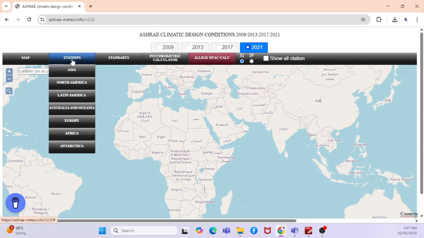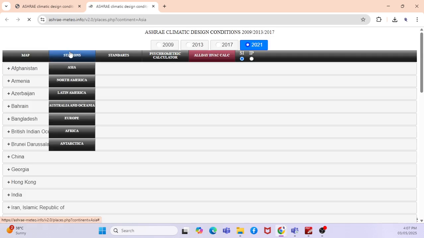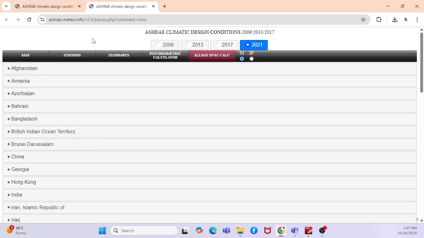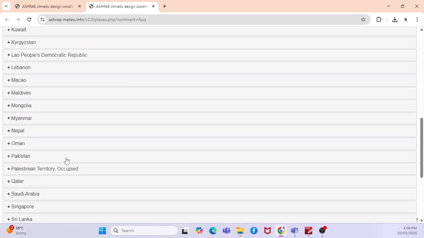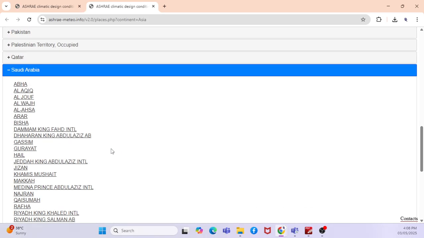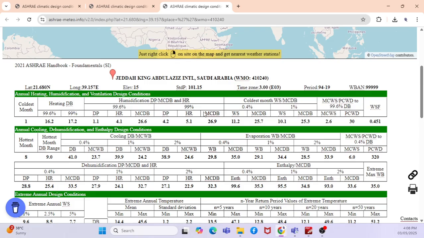If you go to Asia, here you will get access to the entire globe. You can go to Asia, North America, Latin America, Australia, Europe, Africa, Antarctica. Many consultants work on global projects. They may sit in Dubai, or in KSA, or in India, but they work on global projects. So if you go to Asia, to Saudi Arabia, and I will talk about Jeddah, for example, if you click Jeddah, you will get all the ASHRAE conditions.